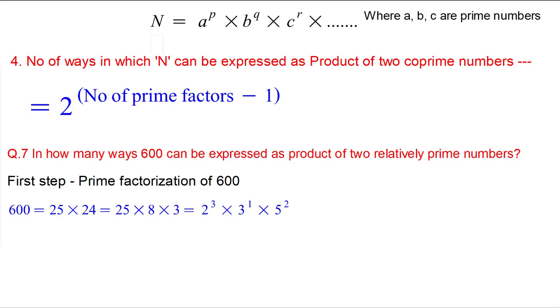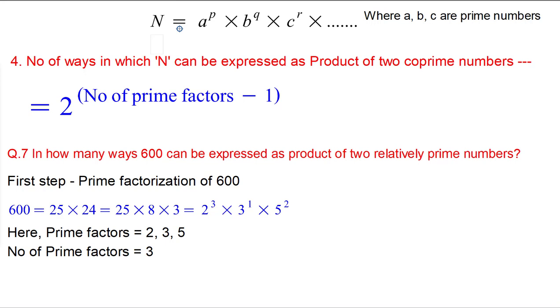So how many prime factors is 600 having? A total of 3 prime factors: 2, 3 and 5. So in how many ways can 600 be expressed as a product of two relatively prime numbers? The answer is 2 to the power 3 minus 1, that is 2 to the power 2, which is equal to 4.